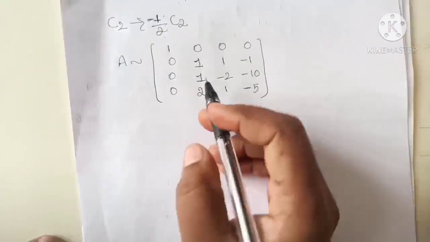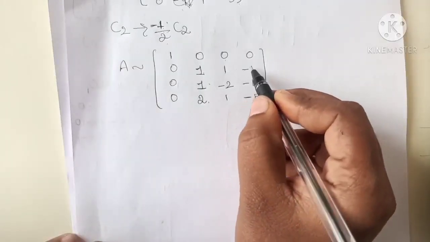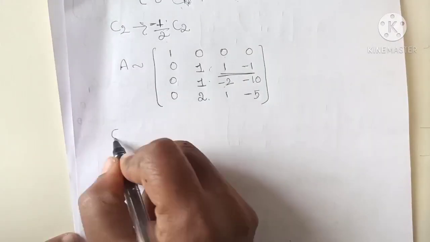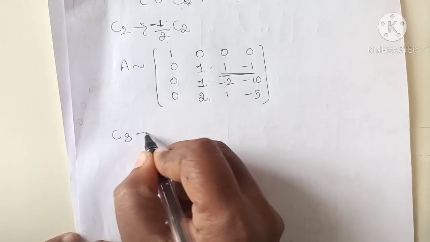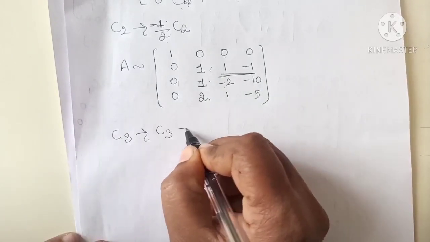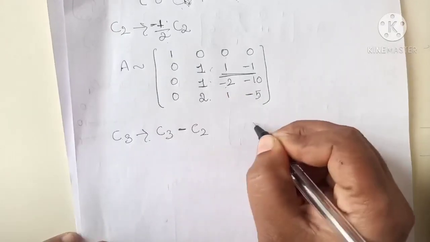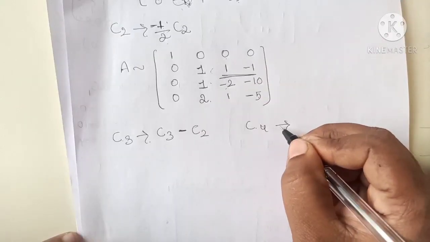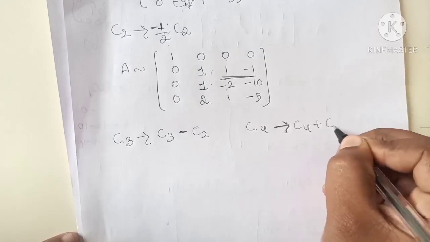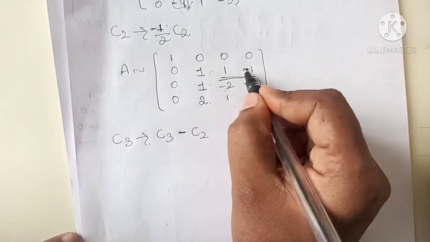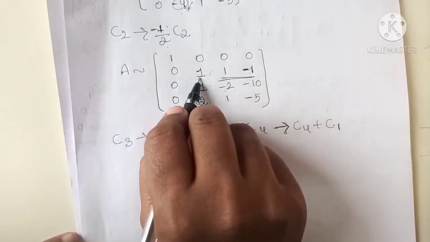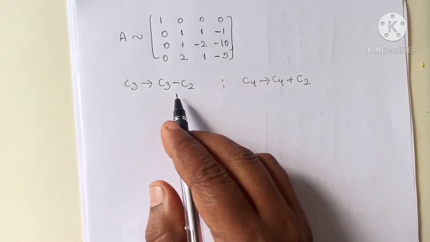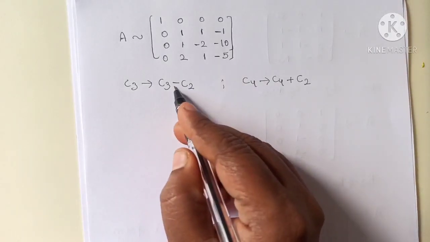Next, we apply either elementary column operation or row operation here. Now applying column operation for this one, we get C3 is equivalent to C3 minus C2, and C4 is equivalent to C4 plus C2, because already it is minus, therefore we add C4 and C2. Applying this operation, we get C3 equals C3 minus C2.